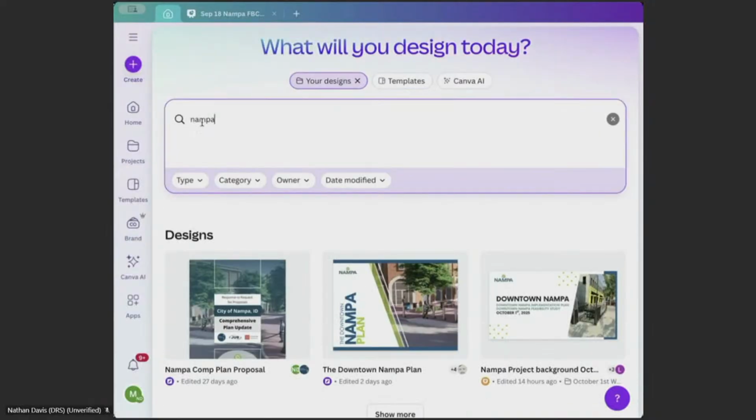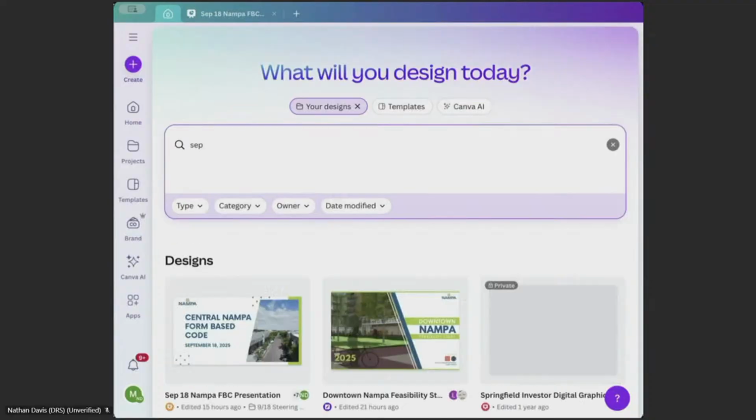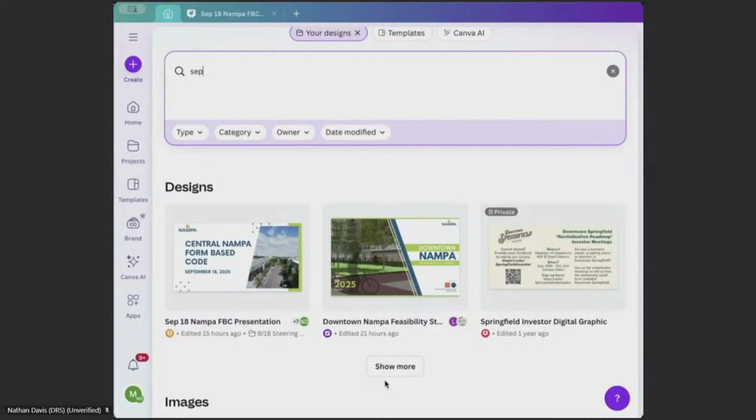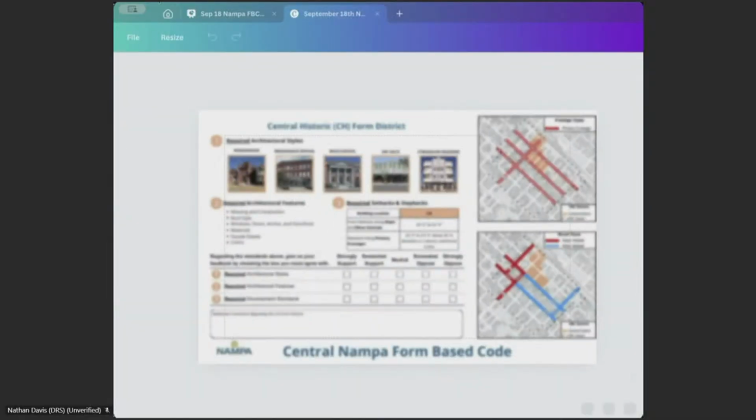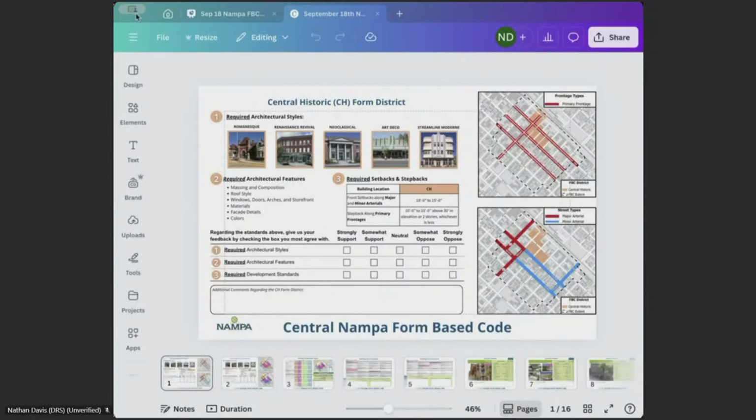Do you agree with the required styles? Yes, do not, somewhat do not, neutral, somewhat do, somewhat, or definitely do agree. The second question is architectural features. Do you agree with the architectural features? And the third one is development standards, which are going to be option number, or what's in number 3 right here.